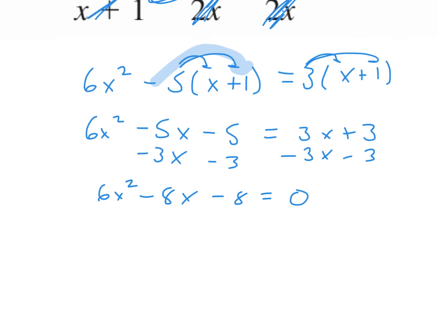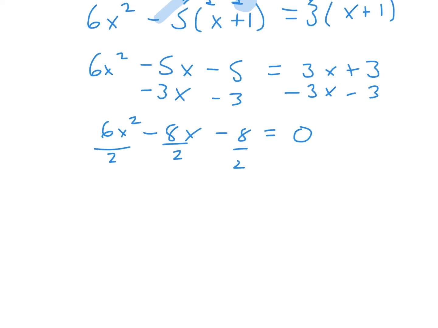Do I have any numbers in common between 6, 8, and 8? I can divide out a 2, which you don't have to. You can just jump right into factoring, but it kind of makes it a little bit easier just to divide everything by 2. So we have 3x squared minus 4x minus 4 is equal to 0.